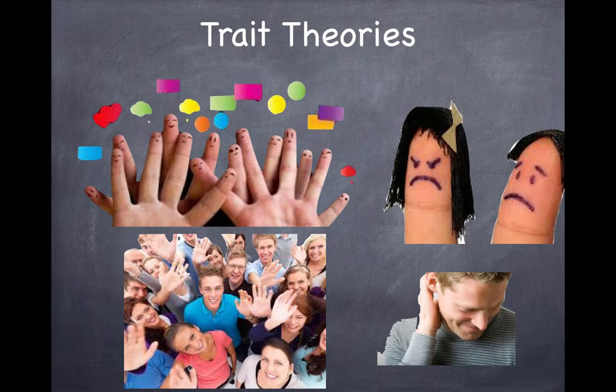Okay, now we're going to start into trait theory. Trait: a stable and consistent personal characteristic used to describe or explain personality. So if you've been told you're sociable, moody, shy, or friendly, then that would be considered a trait. Trait theory is an attempt to explain personality and differences among people in terms of personal characteristics, and they're the fundamental building blocks of personality. So we're going to look at some theorists in the area of traits.